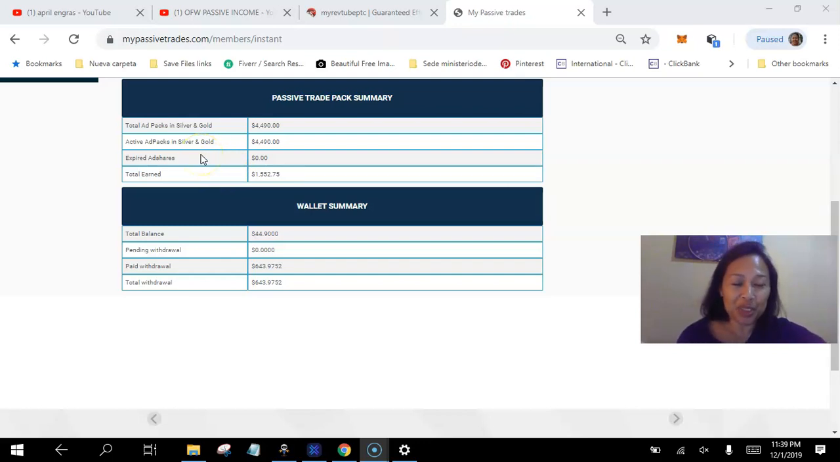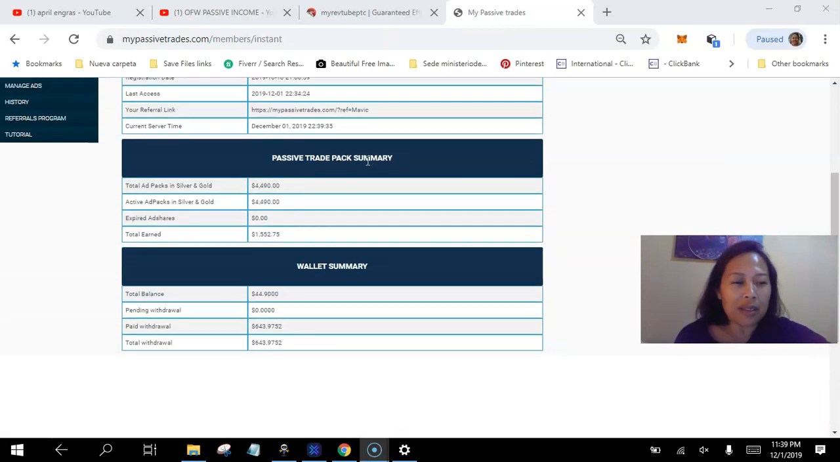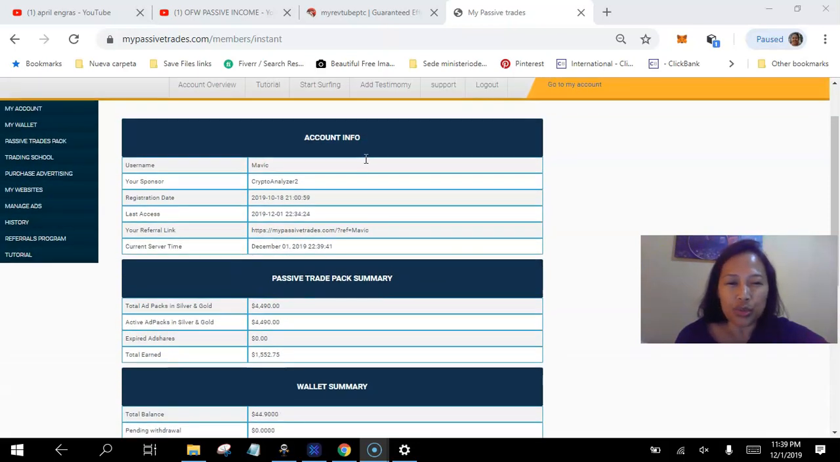Okay, so each ad pack costs me five dollars, and it's 1% a day, and it will expire after 125 days. So I'm gonna share with you because my friend asked me how to withdraw. If you want to withdraw, okay, I will show you how to withdraw this.